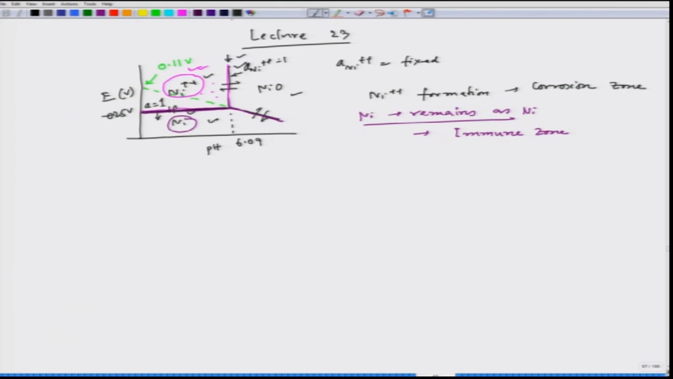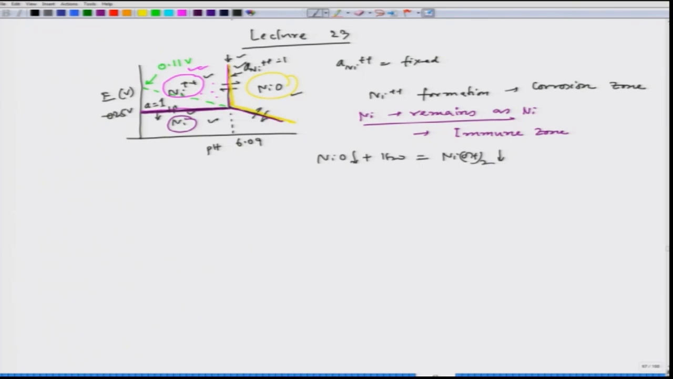There is one more zone, covered by this region, where we have NiO. Earlier, when we looked at the tendency of nickel to corrode in the water system, we considered Ni(OH)2, but here it is NiO. NiO plus H2O gives Ni(OH)2. This also settles down because it has a very low solubility product. When it settles down on the nickel substrate, we have a covering of the nickel surface for the time being.